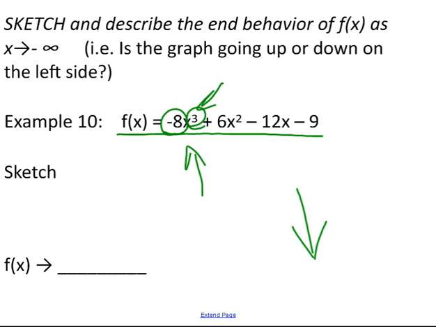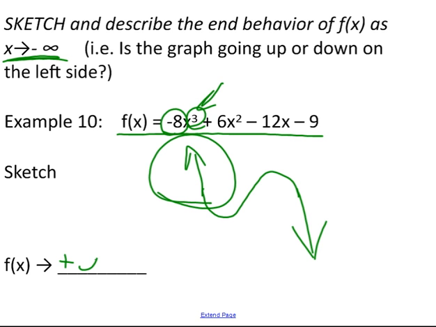If the degree is 3, it's going to have 2 turning points. So 1, 2 turning points. X approaches negative infinity. That's the left side of the graph. The left side is going up to positive infinity.